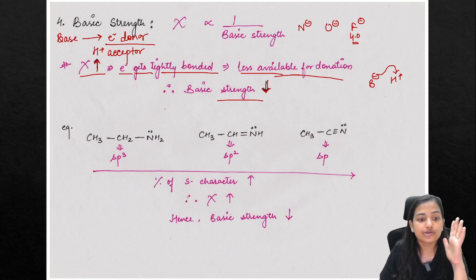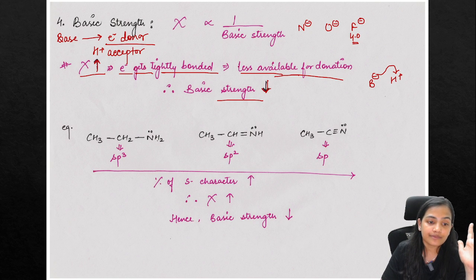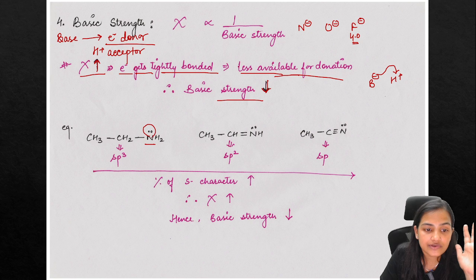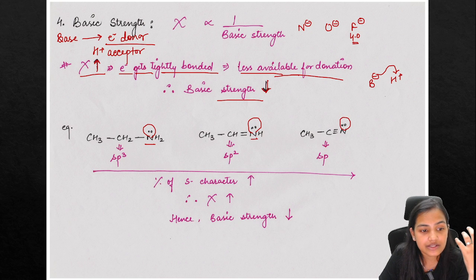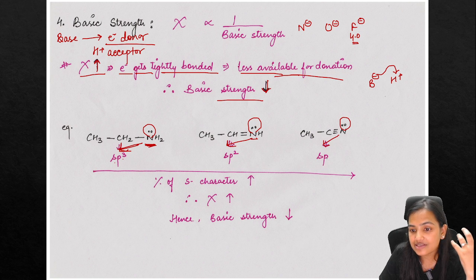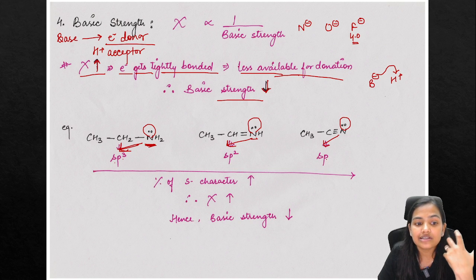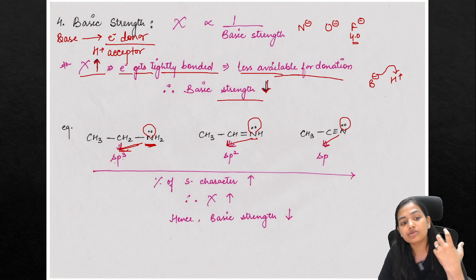Simple as that. So here we have taken a question. This is a nitrogen who wants to give its electron pair, and the difference is this nitrogen is sp3 hybridized. The hybridization of nitrogen: this nitrogen is sp3 hybridized, this nitrogen is sp2 hybridized and this nitrogen is sp hybridized. So we want to see the nature of this nitrogen, whether it will be able to give the electron or not.